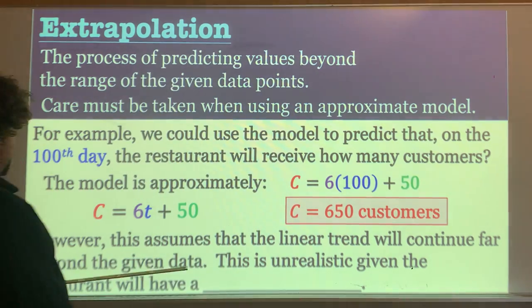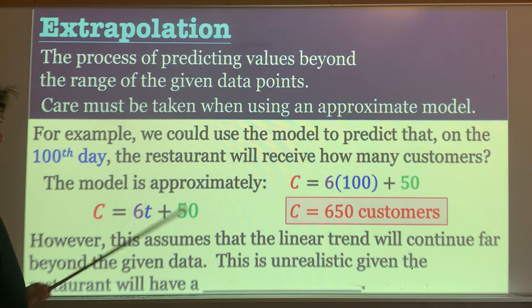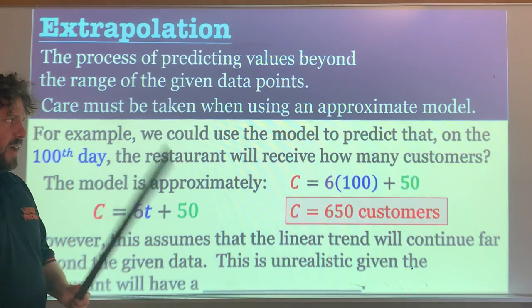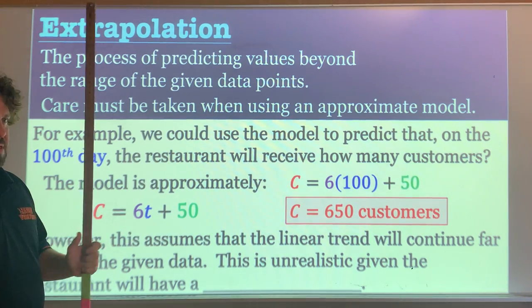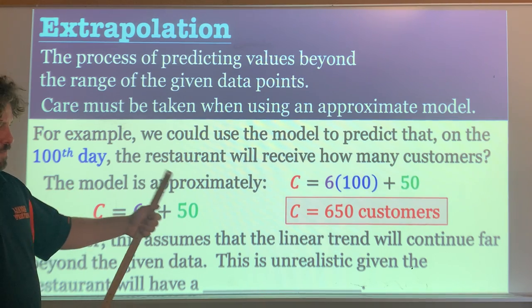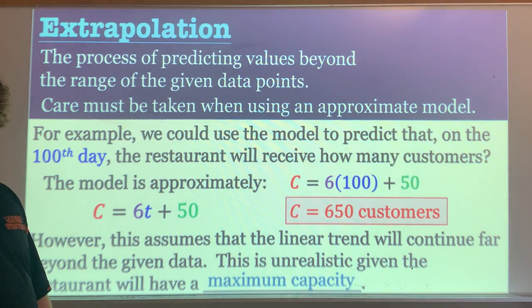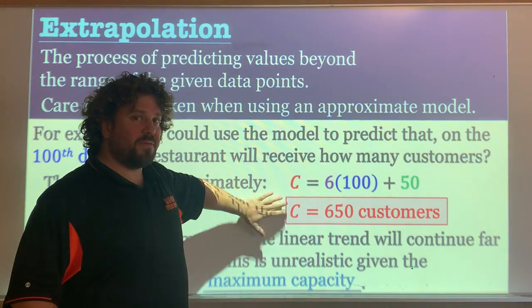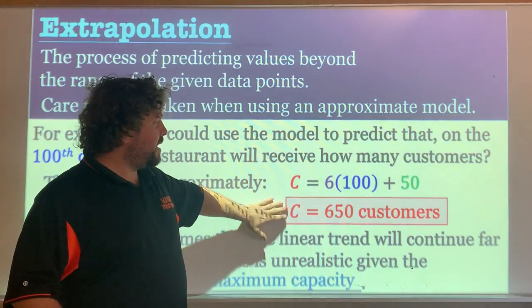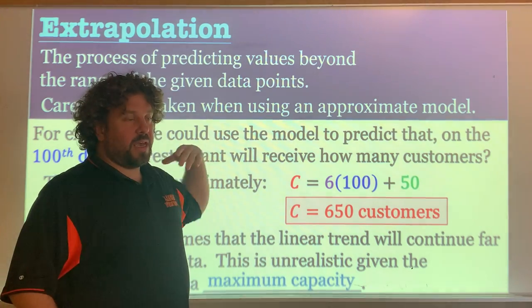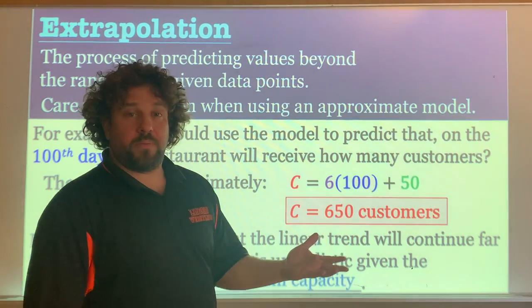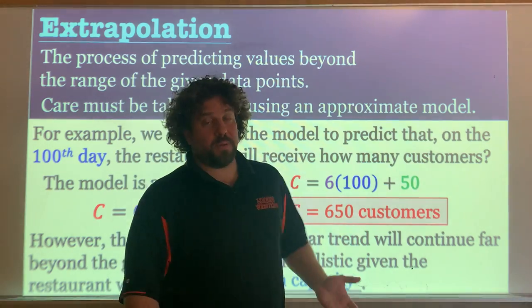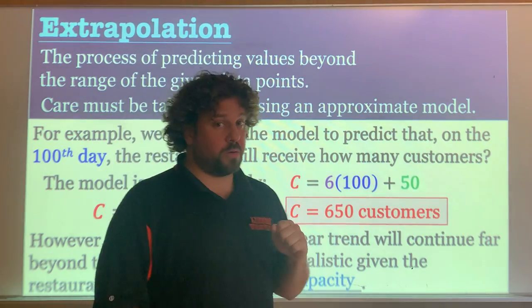The reason for that is, why? What does a restaurant have that normally you wouldn't have 650 customers there? There's a maximum capacity. You're only allowed a certain number of people in the restaurant. It may be maxed out every single night, but you can't have 650 customers in a restaurant that only holds 300 people. You can't put people on people's laps. Fire code, not allowed.